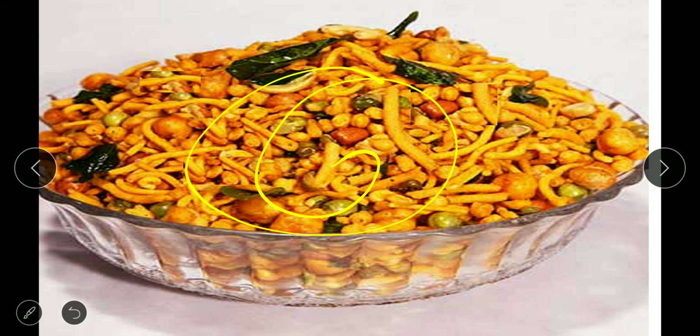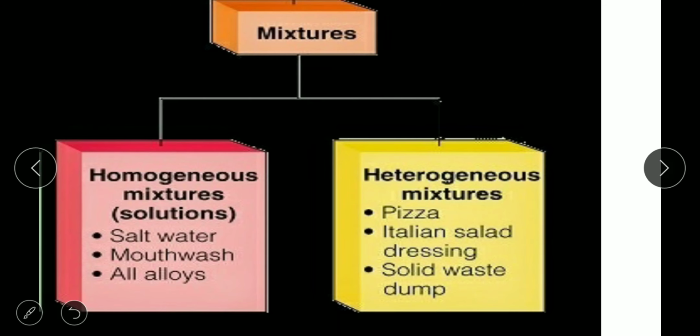Next, mixture. A mixture contains two or more substances in no fixed proportion and may be separated by physical methods. Mixtures are further divided into two main types: homogeneous mixture and heterogeneous mixture. Homogeneous means uniform composition throughout. For example, salt water solution, mouthwash and all alloys. Examples of heterogeneous mixtures are pizza, Italian salad dressing, and a solid waste dump.